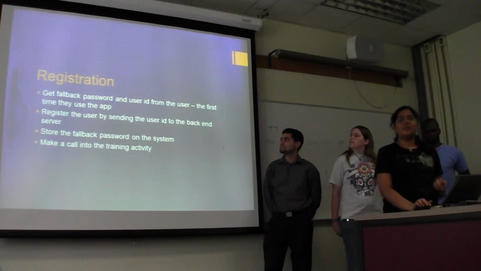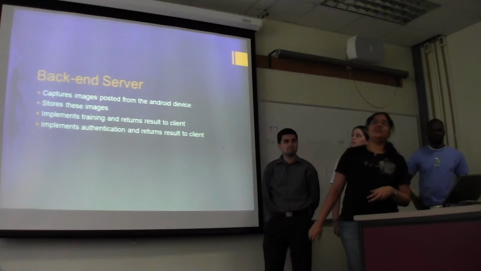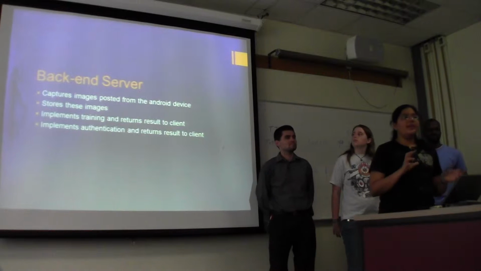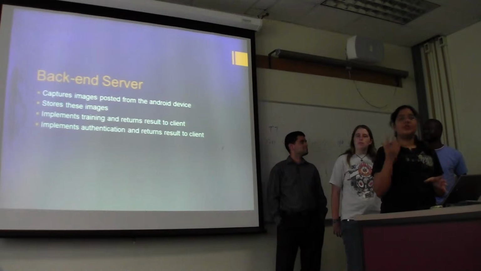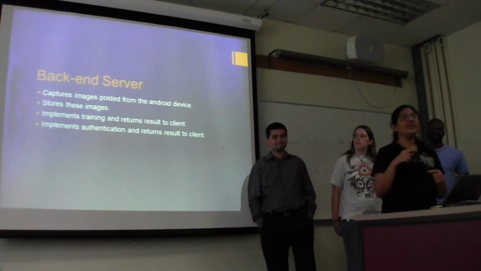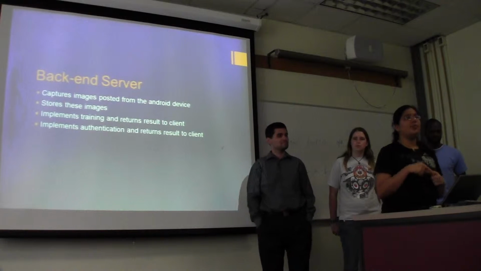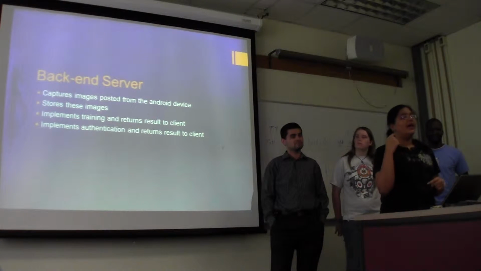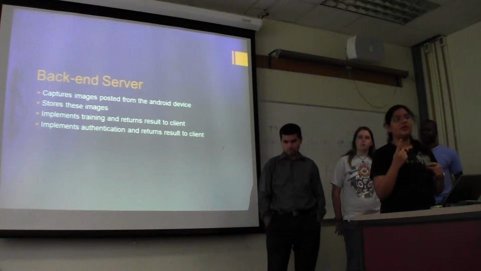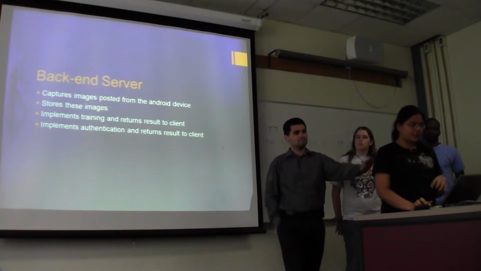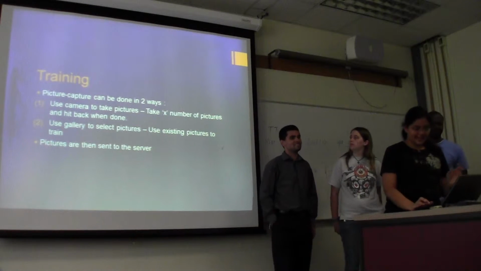And second, as soon as you register, you make a call into the training activity. What does the backend server do? All the images that you're capturing or entering into the app are posted on the server, and the backend server synchronizes everything for recognition. So all the images are posted onto the server. Next time you open the app and want yourself recognized, you have to go back to the server, look up the images there, and come back. They'll talk in detail.